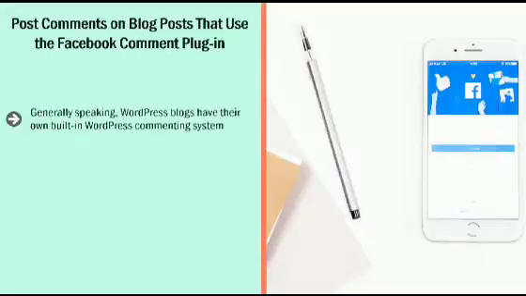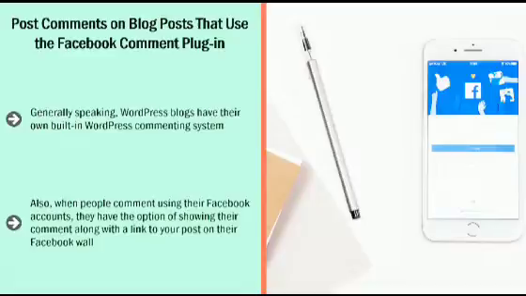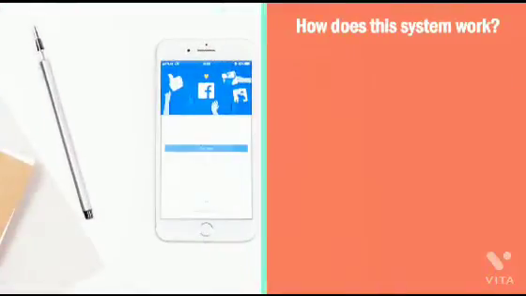This adds a social element to your blog's comment section. Also, when people comment using their Facebook accounts, they have the option of showing their comment along with a link to your post on their Facebook wall. This has the potential of bringing more traffic to your website. This is why a significant percentage of bloggers use Facebook's comment plugin system instead of the default comment system WordPress comes with. How does this system work?